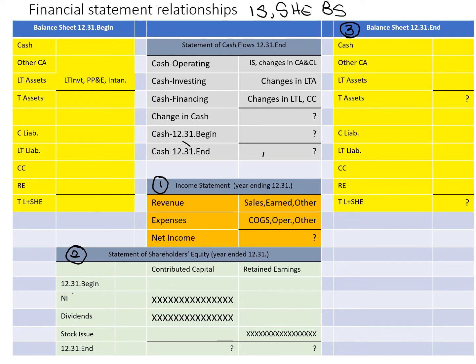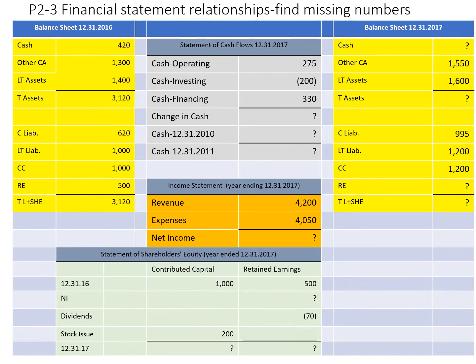So what we basically have is the beginning of the year and the end of the year balance sheets. Remember, they're snapshots at a moment in time. And the big question is, what happened this year? And what happened this year shows up in these other statements because these other statements cover the period of time between the beginning and the ending balance sheet. So let's try one and see how we do.